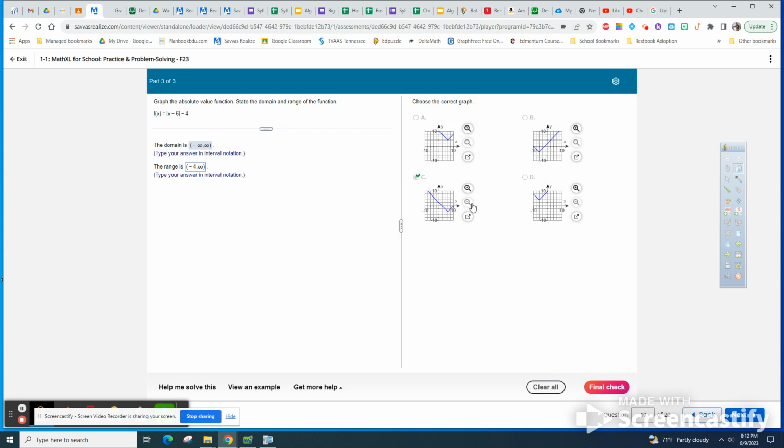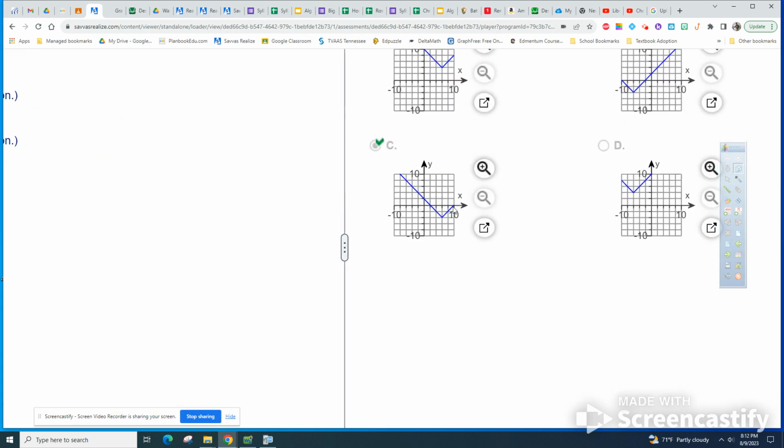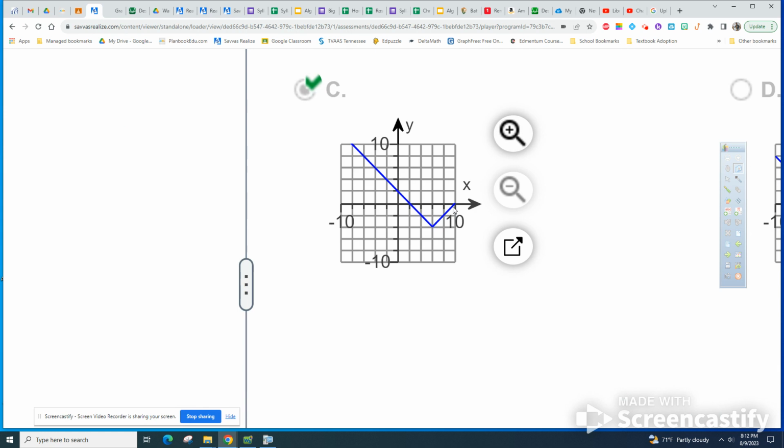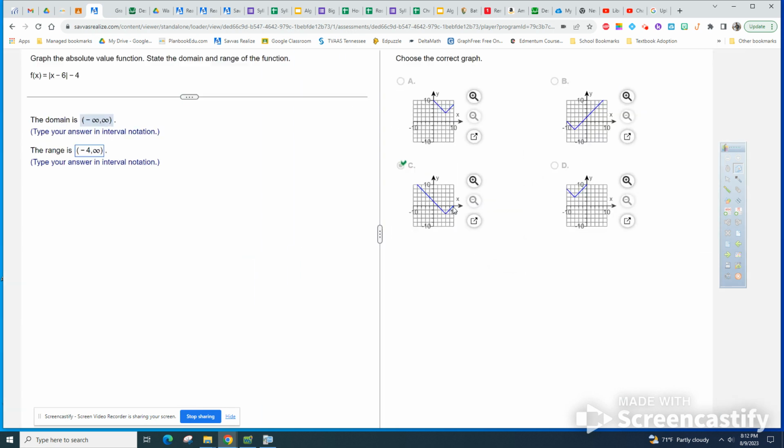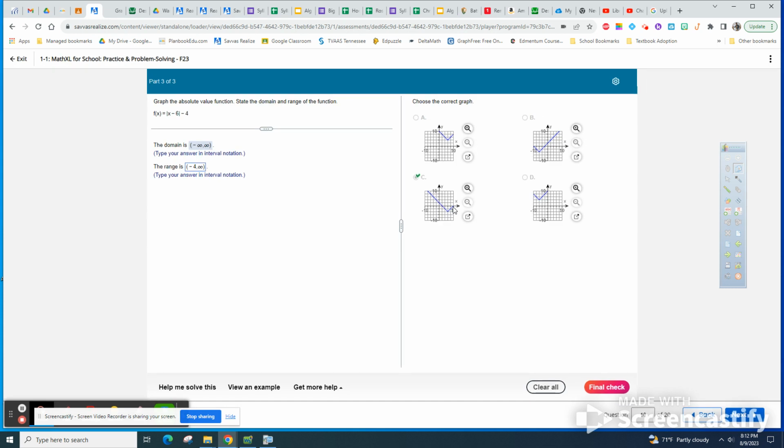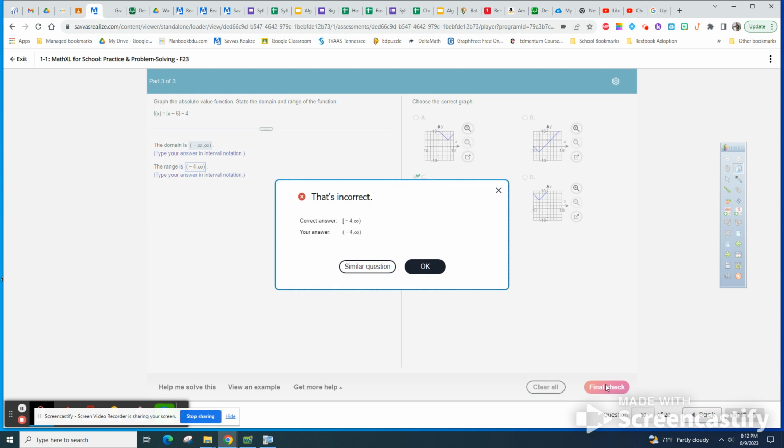Okay. Let's take another look. It said this is correct, right? It did. That's -4. Okay, well, this is interesting. Well, I'm going to hit final check to see what this thing will do. Oh, I forgot to put my squared off brackets. That's true, because it does actually touch -4.